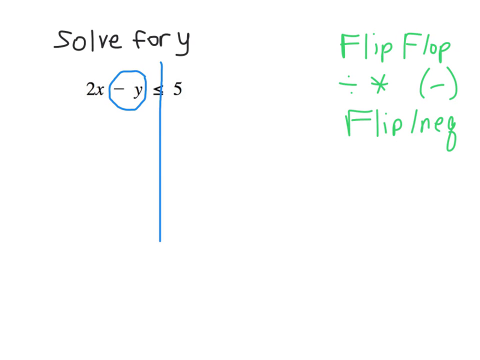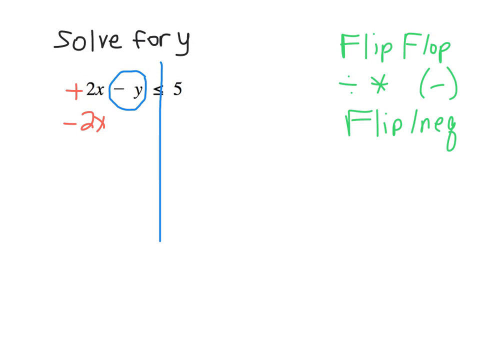And when I look, I have a 2x that's not part of the circle on the left side. So I've got to move that to the other side. And the way to move a term to the other side is to do the inverse operation. So right now, this is a positive 2x. So the inverse of adding 2x is to subtract 2x on both sides of my inequality.